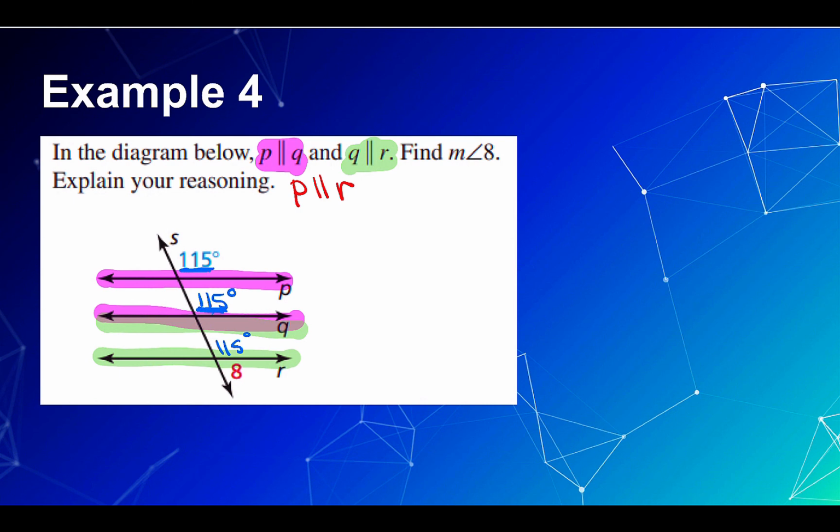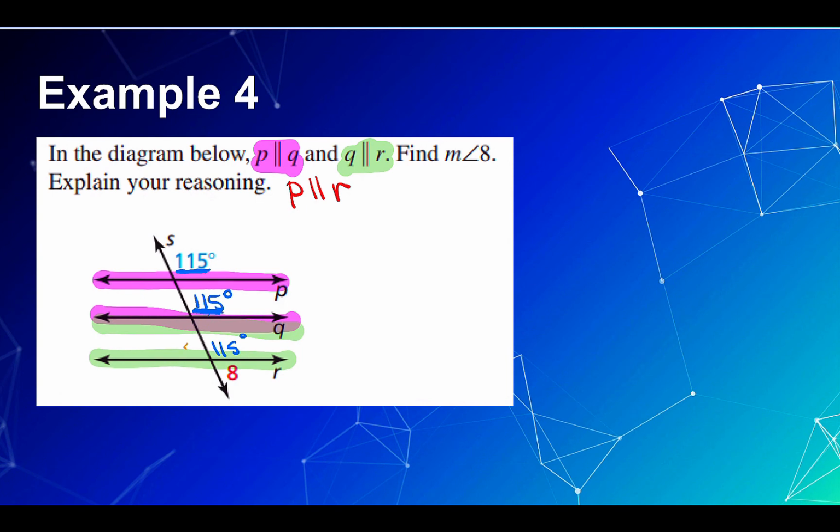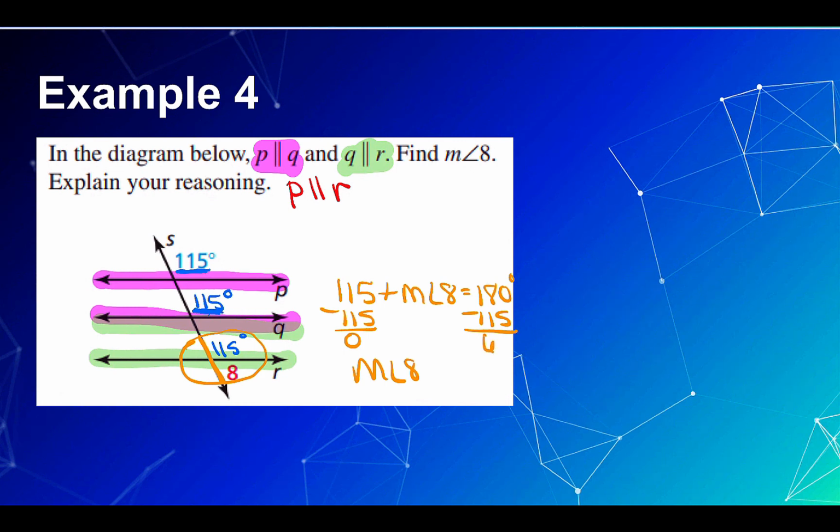So now I have this right here that I'm looking at. 115 and angle 8 are on this transversal. Therefore, they form a linear pair. So I can say 115 plus the measure of angle 8 equals 180. So if I subtract 115 from both sides, I get the measure of angle 8 equals 65 degrees.